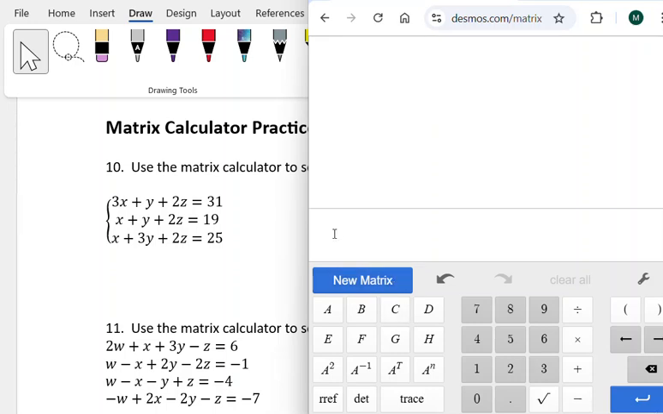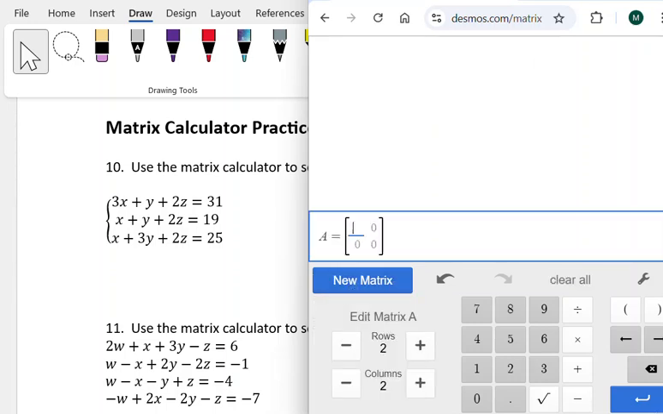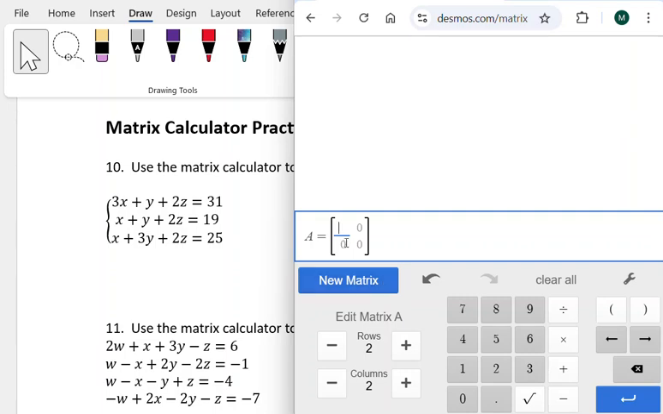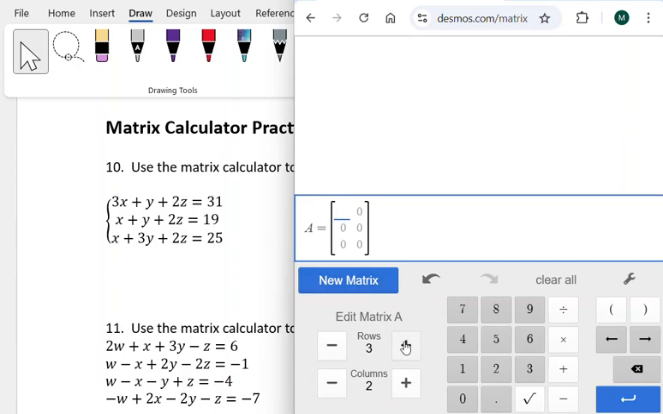So we're going to start by clicking on New Matrix, and then I'm going to enter my coefficient matrix. In this case, I need a 3 by 3. And then I'm going to enter in the numbers in front of the variables. Remember, if there is no number in front, it would be a 1. If the variable is not there, it would be a 0.